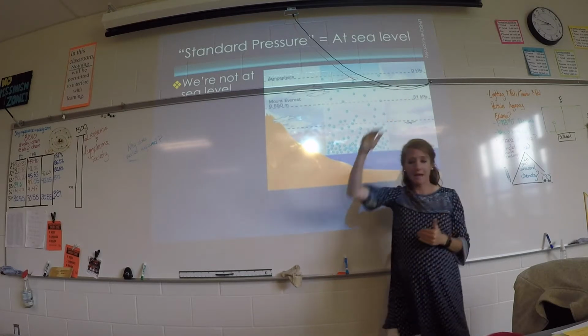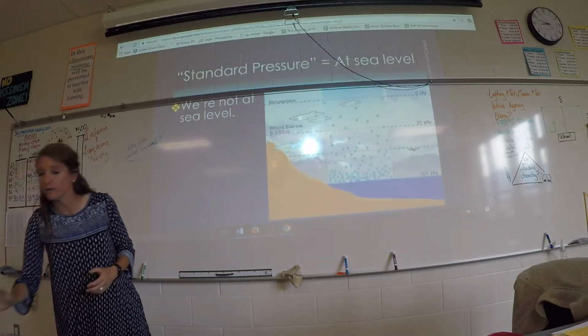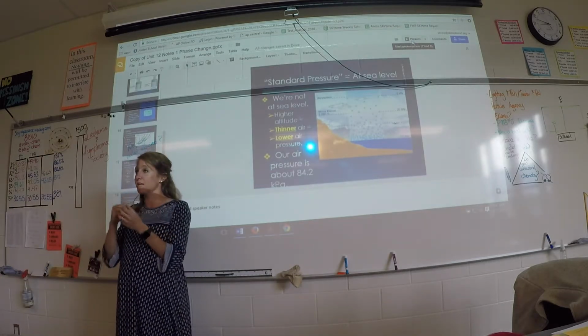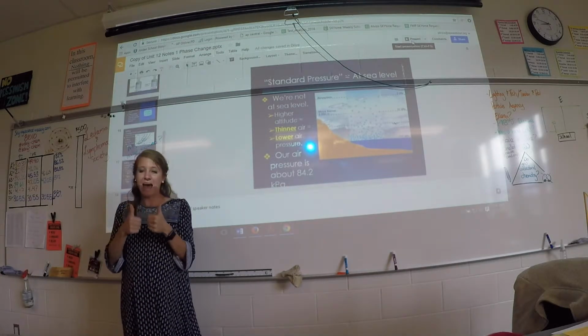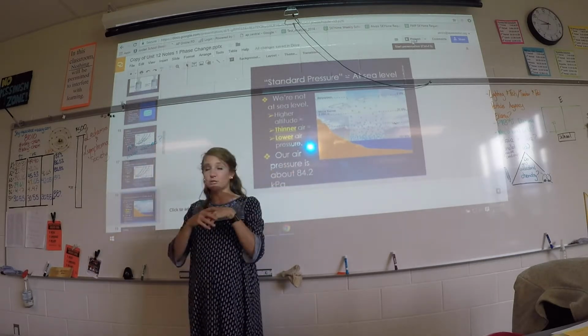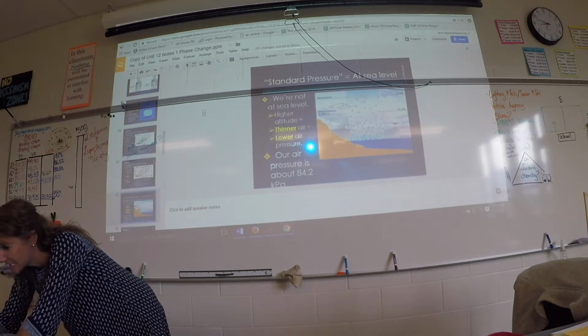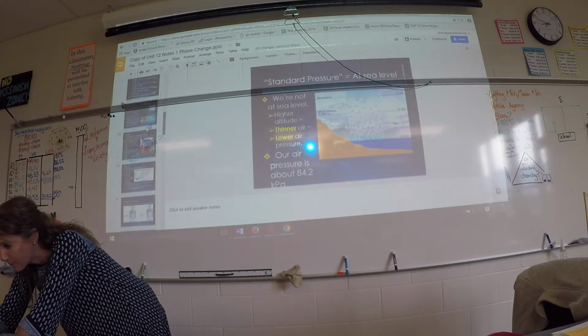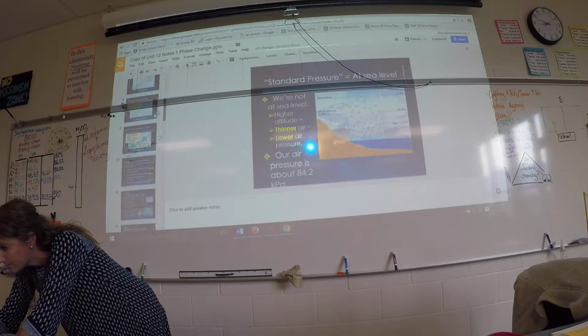Okay? So when something boils, it not only has to overcome the attractive forces, but it has to have enough force to push out of the pressure pushing down on it. Okay? And this is connected to what we call vapor pressure. Whoa. What's going on?